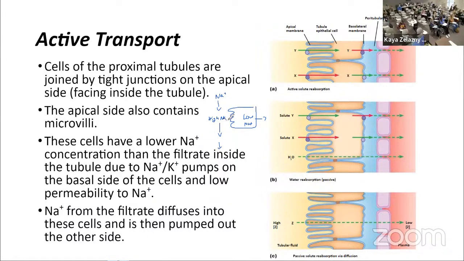Relatively, okay? So we were sucking all the sodium out of the cell, pushing it towards the blood. So this is very low. This normal level of sodium that's passing through on the apical side is relatively high in comparison, which means we now have a gradient, right? So we're going to see sodium moving from that high to that low.